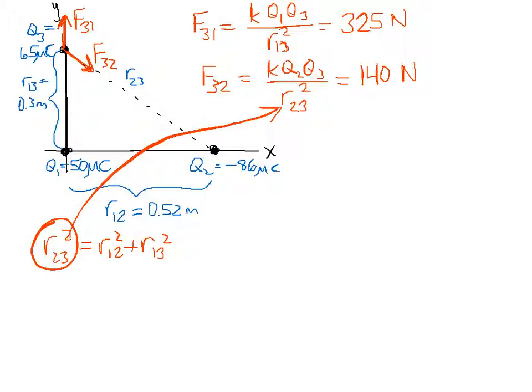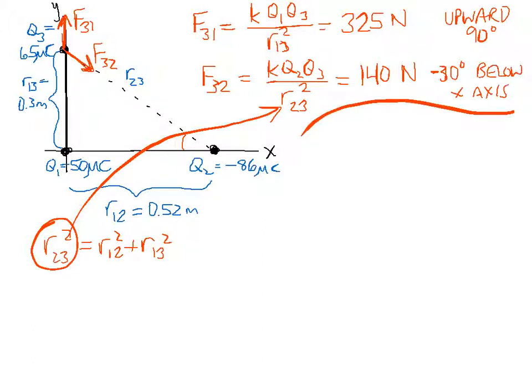If you want to put the directions on these, this one is going to be straight upward. You can say at 90 degrees. The second one, the F32, if you had to calculate this angle right here using inverse tangent, you know the opposite side and the adjacent side, you would find that that angle is almost exactly 30 degrees. So you can say the angle for this one, or the direction, is 30 degrees below the x-axis. Or you could just put a negative sign on there, negative 30 degrees.